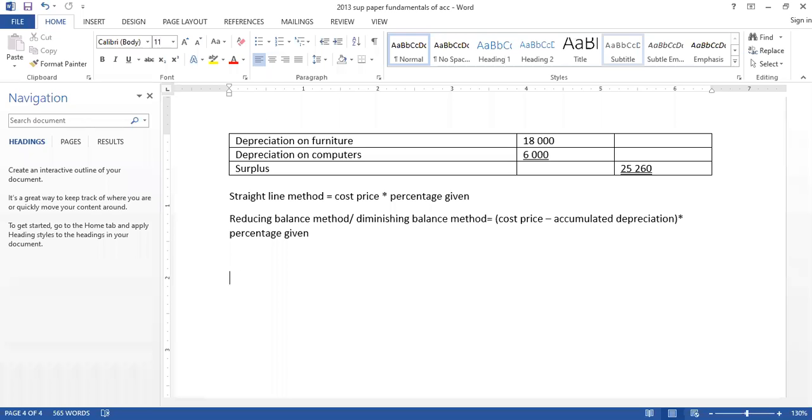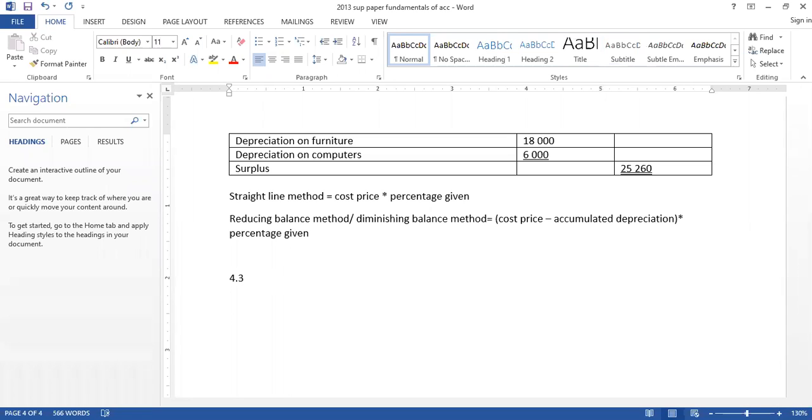Okay, so if there are no questions, we are moving on to the last question, question 4 of the 2013 Fundamentals of Accounting Examination question paper of SUP. So in 4.3, we are asked to draw up our balance sheet statement.